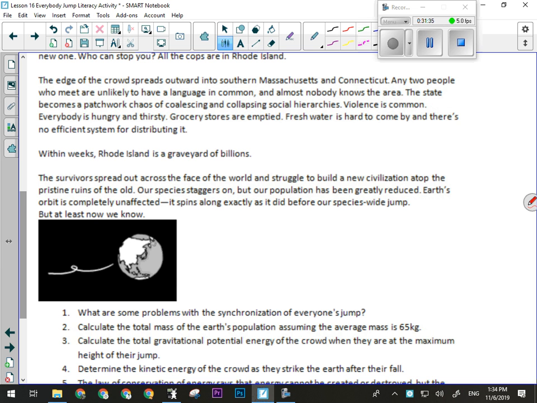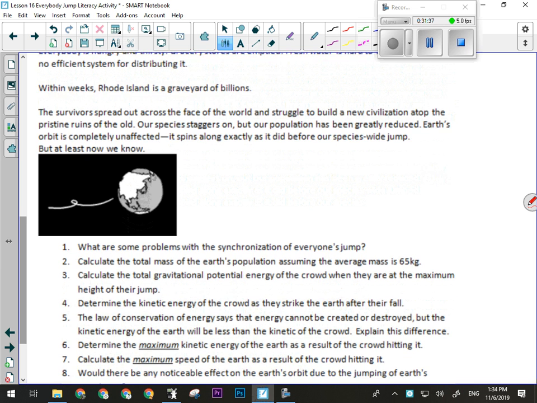Evil genius. Right. So the survivors spread out across the face of the world and struggle to build a new civilization atop the pristine ruins of the old. Our species staggers on, but our population has been greatly reduced. Earth's orbit is completely unaffected, however. That's the good news. It spins along exactly as it did before our species-wide jump. But at least now we know.